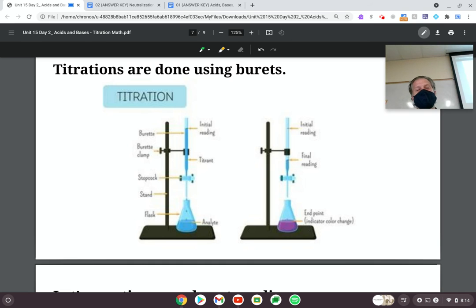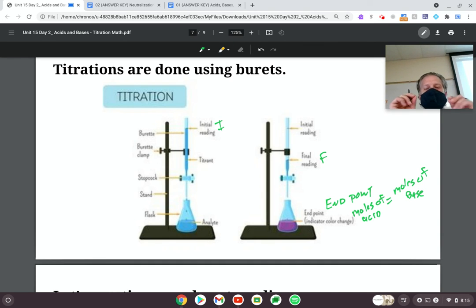So if our initial reading is way up at the top, our final reading might be somewhere at the bottom. The endpoint is where the indicator changes color. So this is our endpoint. And at the endpoint, moles of acid equals moles of base. Moles of acid and moles of base are equal when you have reached the endpoint of a titration. That is when the titrant or the analyte changes color.